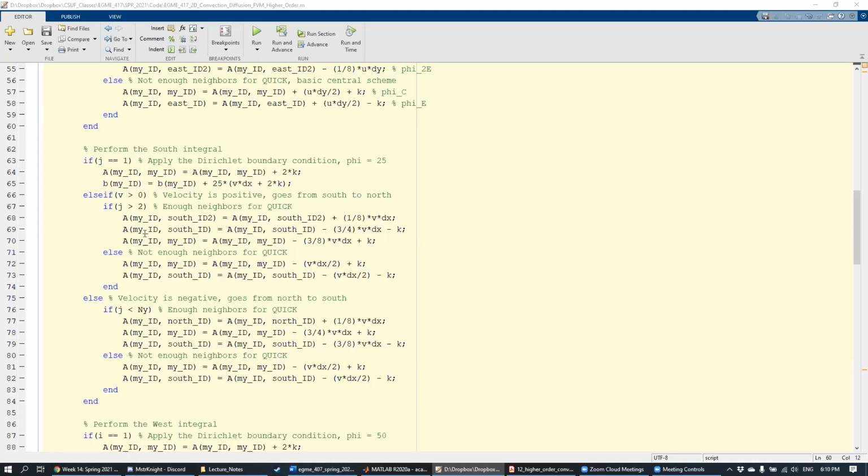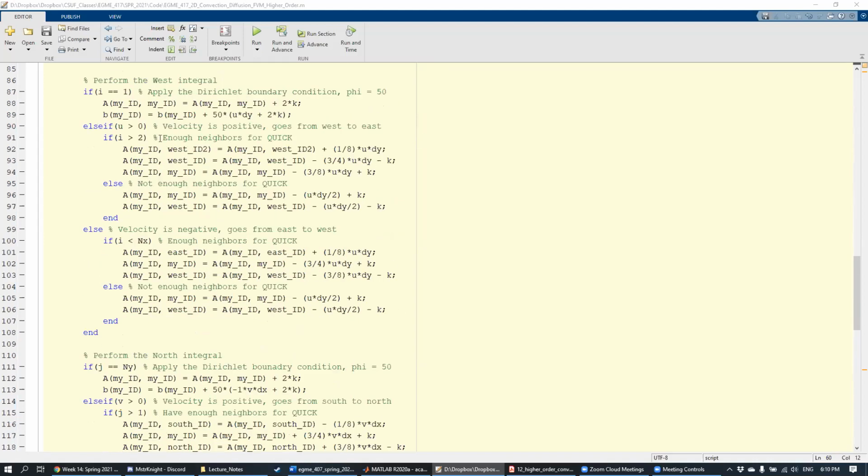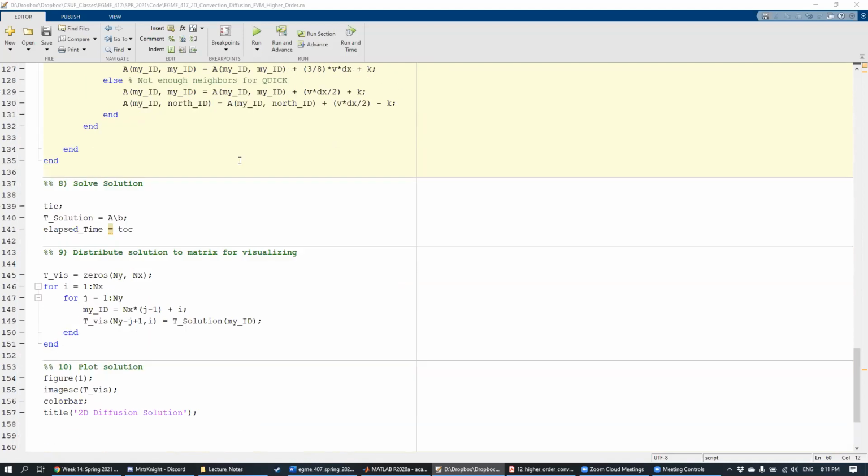velocity. First we see if the v is greater than 0, and if it is, we're going to apply this QUICK scheme, which I believe is version 1. But if the velocity is negative, then we're going to apply QUICK scheme version 2, which is what we have down here. And then once again, you have to check to see if you actually have enough neighbors for that QUICK scheme. And if you don't, then you just go back to our basic scheme. Right. And so that's the South integral. West integral looks very similar. North integral looks very similar.